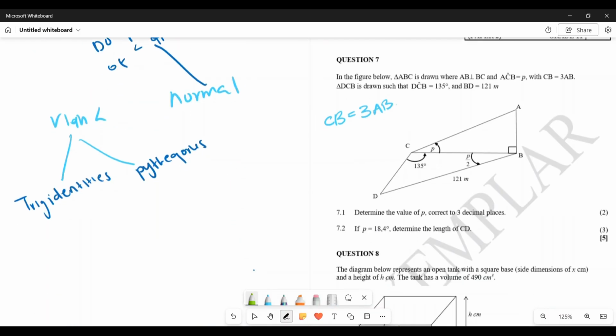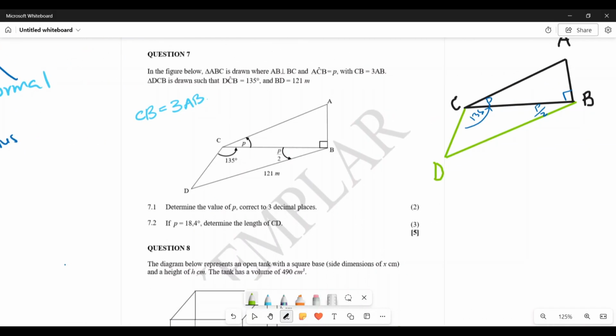So now here we have a right angle triangle. I'm told that CB in this triangle is equal to 3AB. Where's my CB? This is my CB, which is my adjacent line. If I say CB divided by AB, CB is my adjacent. What about my AB? Here's my line AB, which is my opposite.